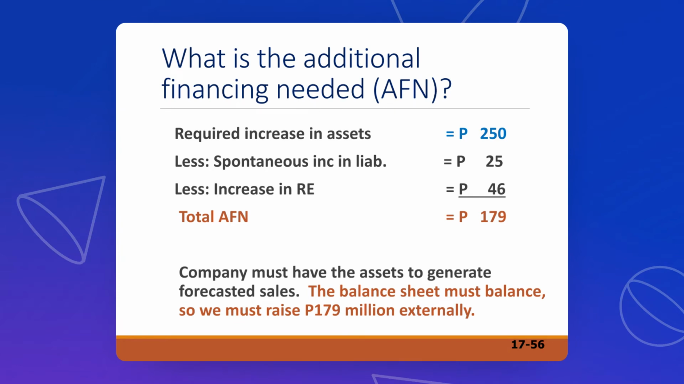Di ba kanina you have an increase of 46 because the other one is part of your dividend payout. So, meaning to say class, the company must have the assets to generate your forecasted sales. Okay? And the balance must be balanced to have a raise of 179. Meaning to say, your total additional funds needed is worth 179. Okay?